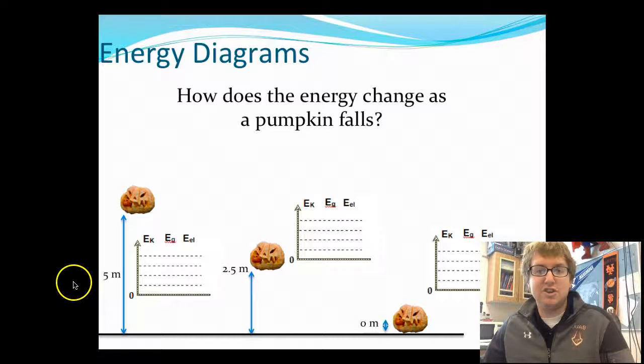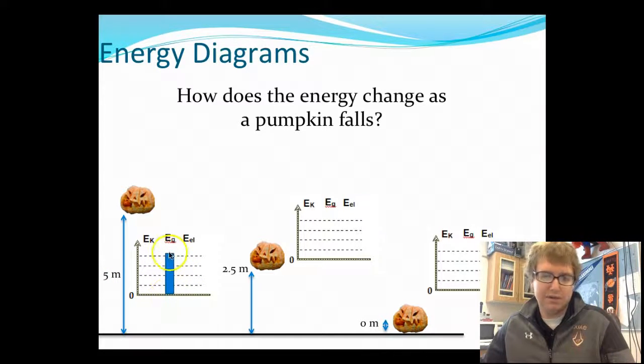So how does the energy change as a pumpkin falls? Well, if you notice, you have 5 meters, and we're off the ground and we haven't moved yet. So in other words, all of our energy is going to end up being gravitational energy. Right there, we have 1, 2, 3, 4 bars, a little over 4 bars of energy, and it's all gravitational. This means, since we're right here at 4 bars, we have to have 4 bars at the ending situation.